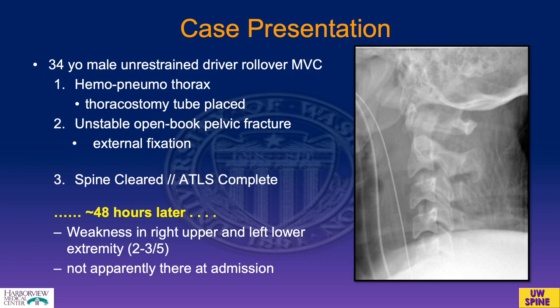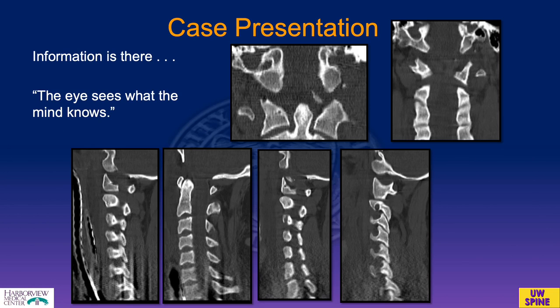However, unfortunately, 48 hours later, he developed weakness in his right upper and left lower extremity with motor scores of 2 to 3 out of 5 that apparently were not there at admission. His CT scan is shown here, and the information is there.